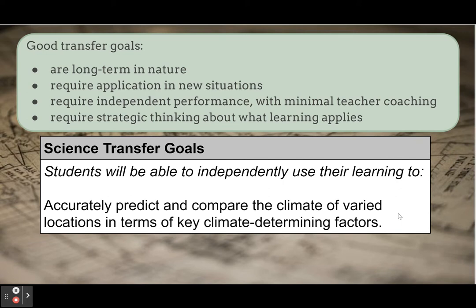This goal also would require independent performance with minimal teacher coaching. So we would want to see that students can meet this goal independently. And then this goal will probably require some strategic thinking about what learning applies. I'm assuming during the course of the unit, students will learn a ton about climate and climate determining factors, but only some might apply in the situation that they're provided with to prove that they've met this transfer goal. So students have to think strategically about how they will apply their learning and what actually fits the context.